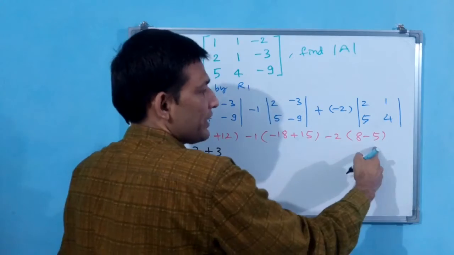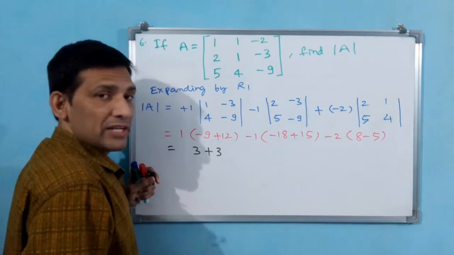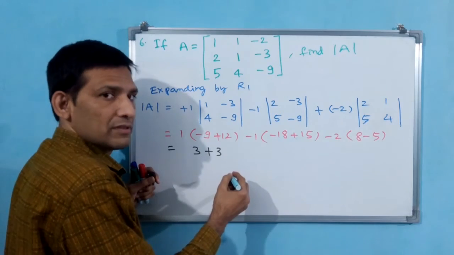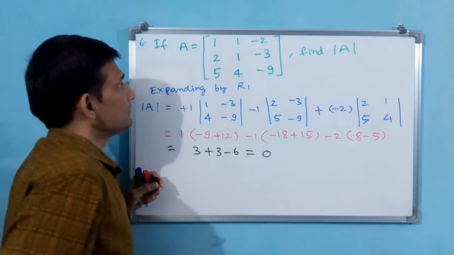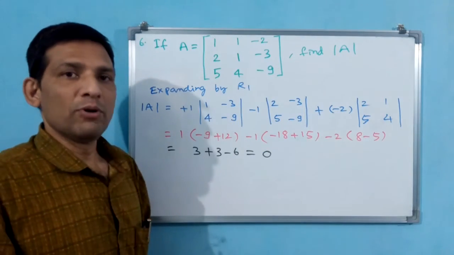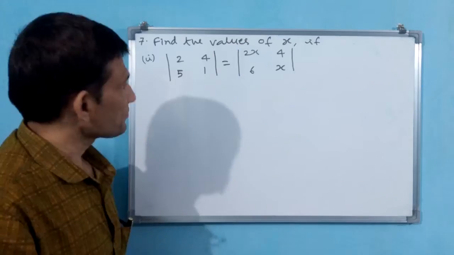Here also you see, 8 minus 5 is 3. 3 into minus 2, minus 6. That means plus 6 minus 6, 0. This determinant value is 0. Okay. Let us go for 7th question.